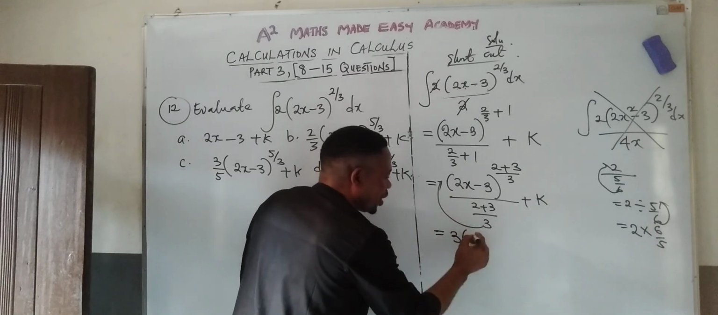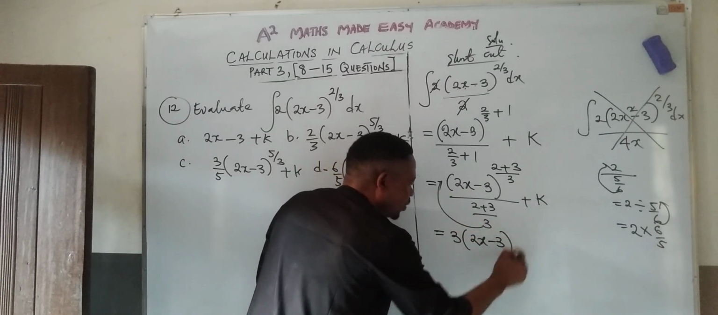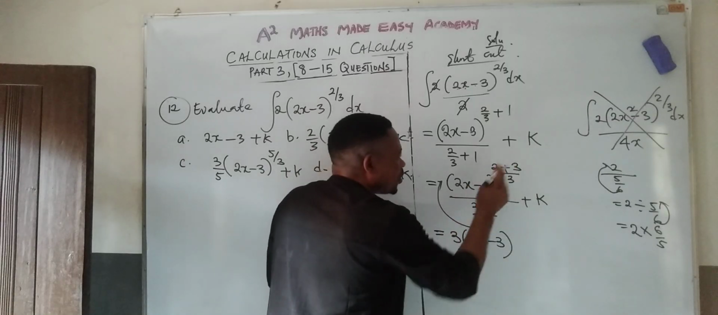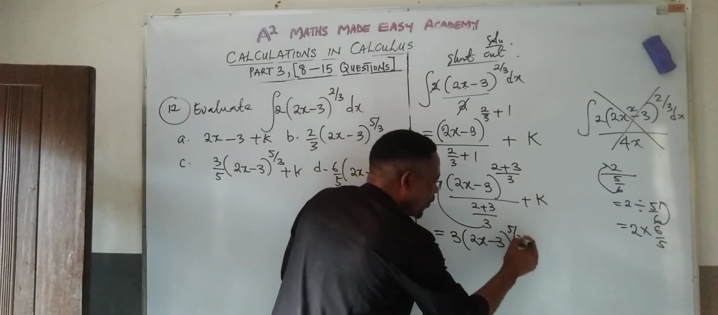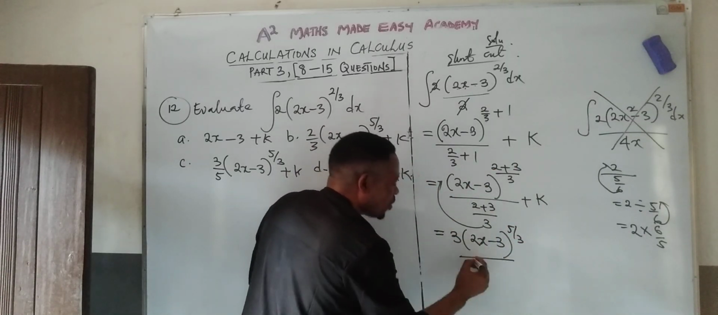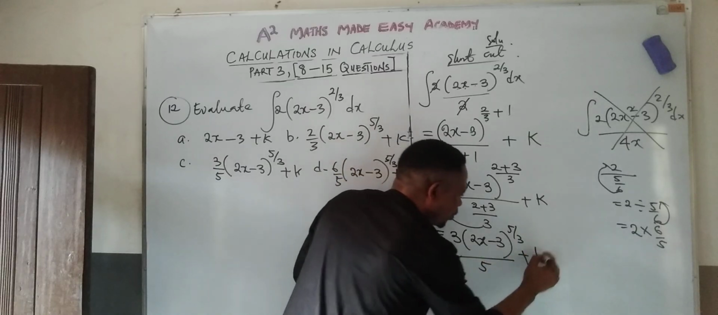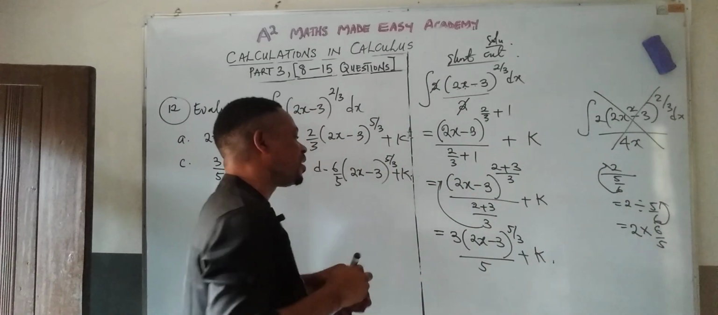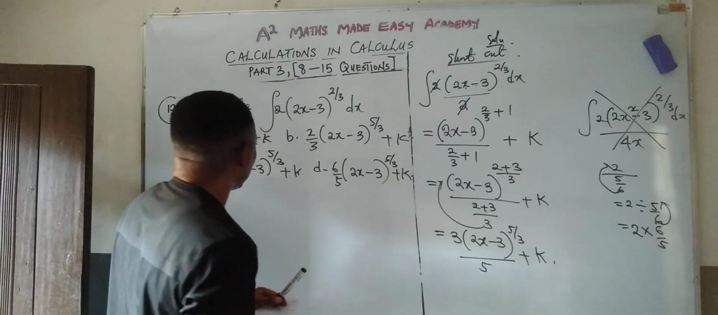Then bracket, 2x minus 3, close the bracket. 2 plus 3 is 5 over 3. Are you there? Then all over 5, then plus K. This is the final answer using shortcut. Let us discover it in the options.